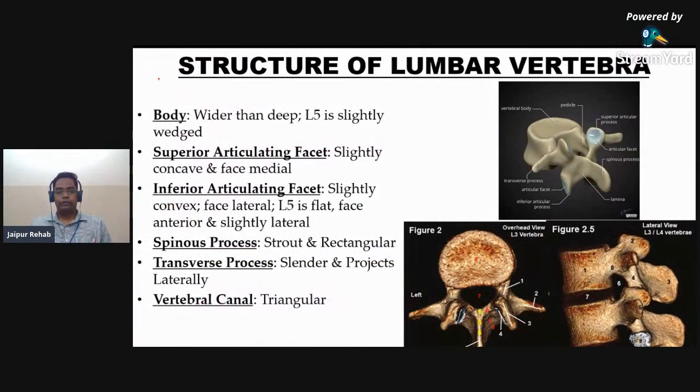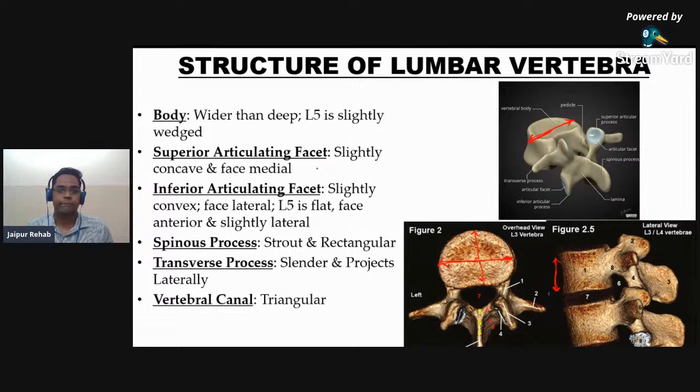So let us start. I'll be giving you very brief biomechanical characteristics regarding the structure of the lumbar vertebra. We won't be going into too much anatomical detail, as I've told you earlier as well. The body of the lumbar vertebra is wider than deep. You can see that the medial lateral diameter is large, although the height is not that much. The anteroposterior diameter is also not too much, but the medial lateral diameter is large. You can observe it very well here. It is quite large.